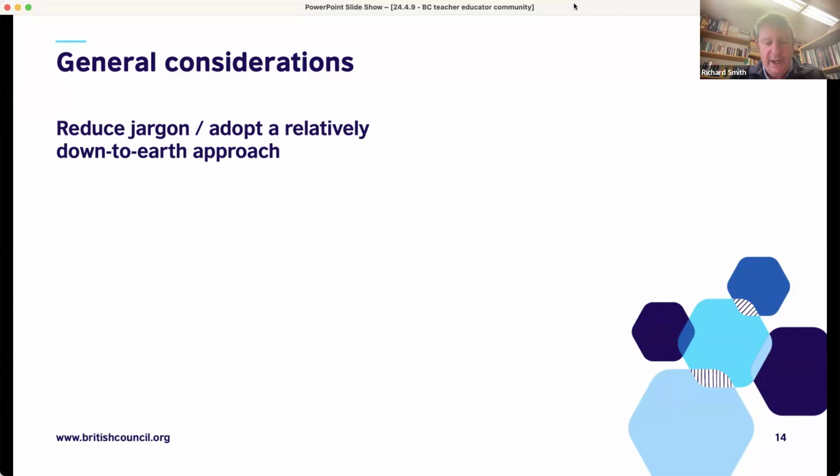Academic research comes with many, many technical words, which tend to be very off-putting for teachers. Teachers often think research is not really for me, it's for people who have that technical ability or knowledge. So we try to adopt a relatively down-to-earth approach.